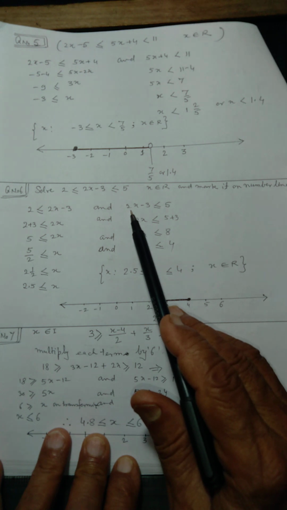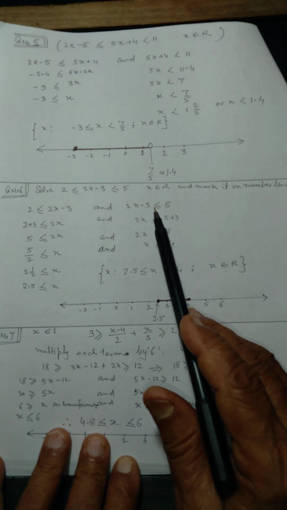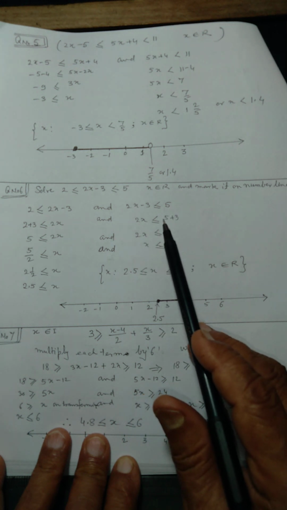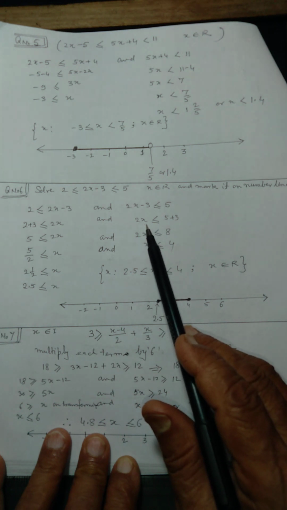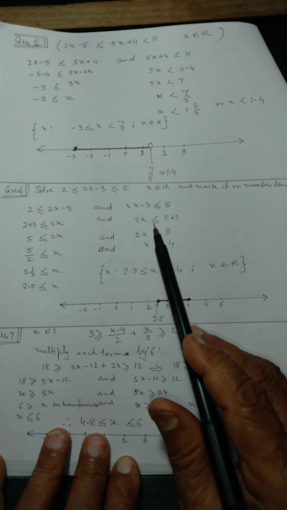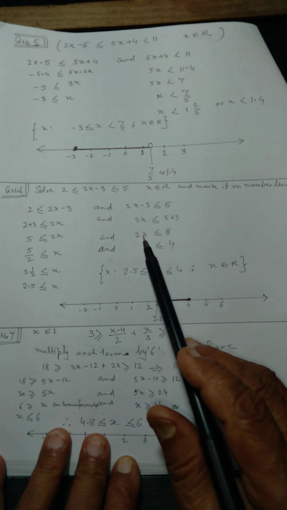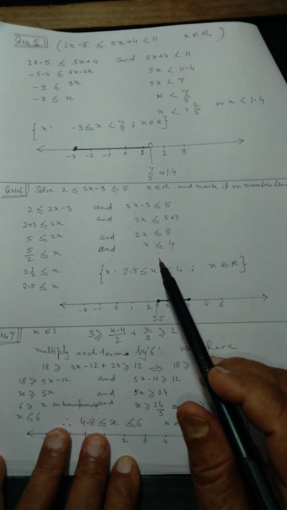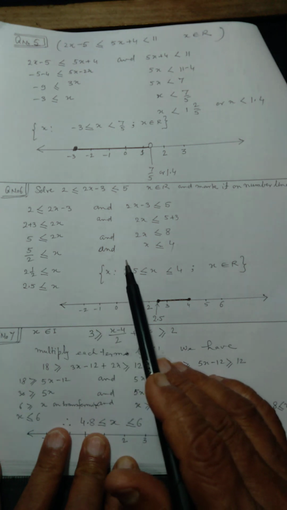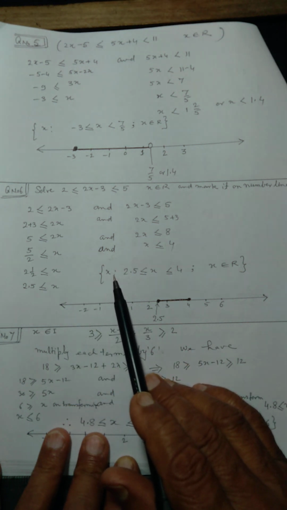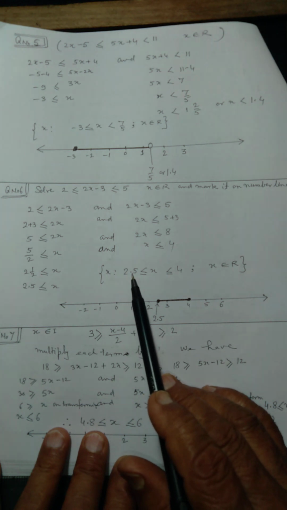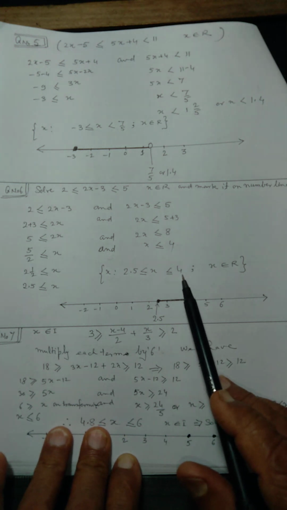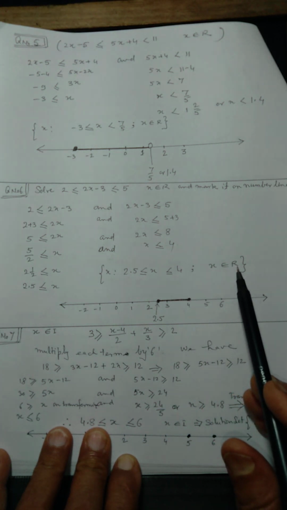Here 2x minus 3 less than or equal to 5. Here minus 3 will be transposed to this side and it will become plus. So 2x less than or equal to 5 plus 3. So 2x less than or equal to 8. Therefore x is less than or equal to 4. By combining the results of these two parts, x such that 2.5 less than or equal to x, and x is less than or equal to 4, where x belongs to real number.